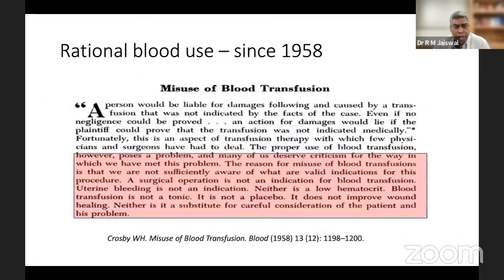The concept of rational blood use started not so recently. It was talked about more than 60 years back, in 1950, in a very important journal, Blood: unnecessary transfusion poses a problem, and many of us deserve criticism for the way in which we have made this problem. And the reason for misuse of blood transfusion is that we are not sufficiently aware of what are valid indications for the procedure.